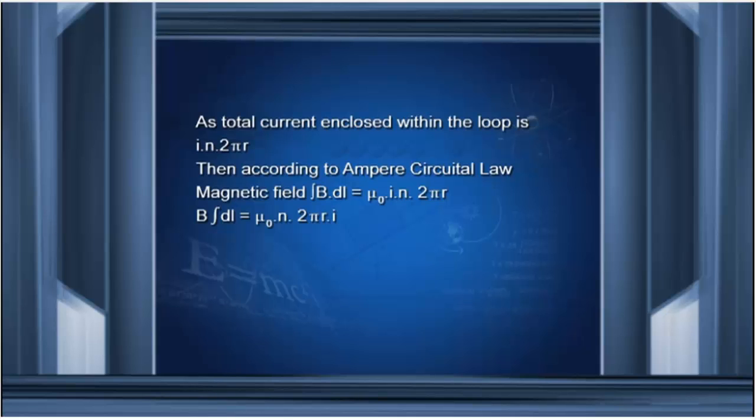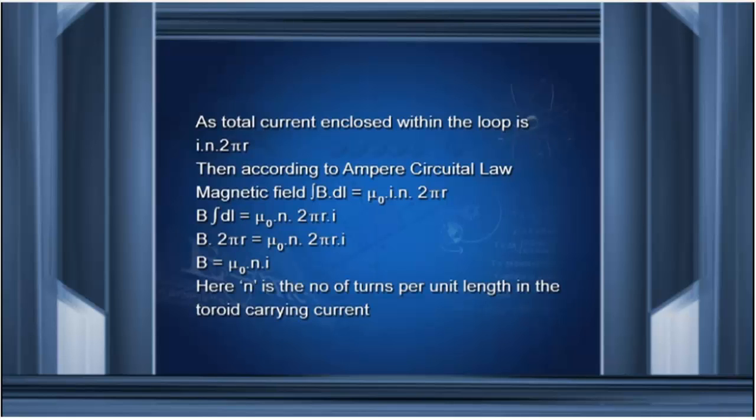From equation number 1 and 2, B into 2 pi r will be equal to mu naught times n into 2 pi r into I. 2 pi r is common on both sides, so we cancel it. As a result, the magnetic field B equals mu naught times n into I. Here n is the number of turns per unit length in the toroid and I is the current.